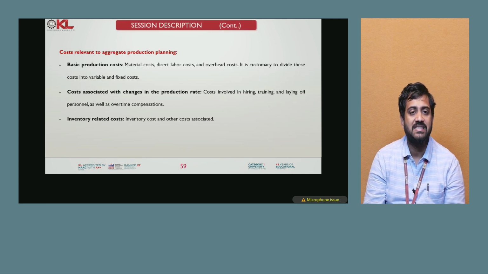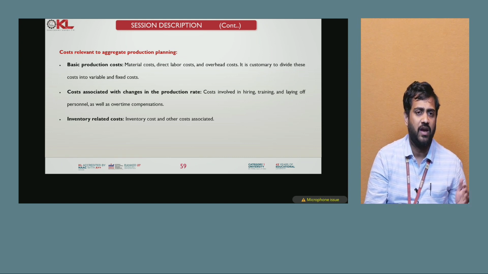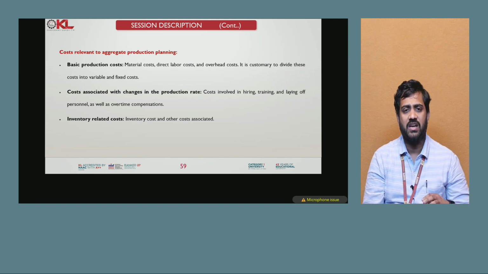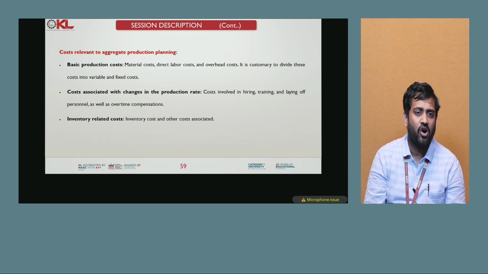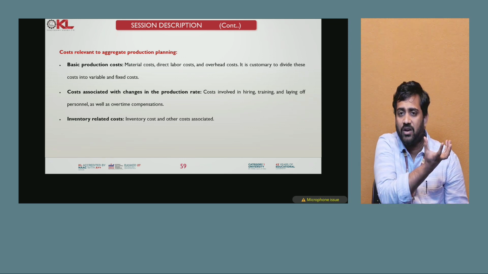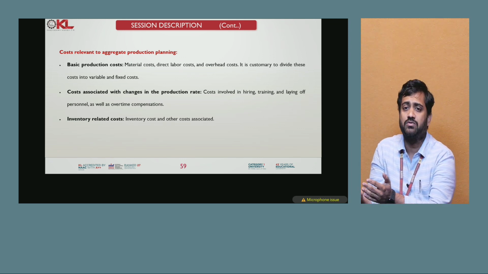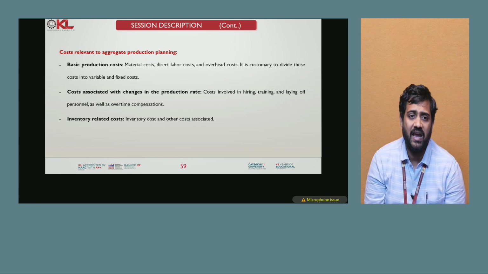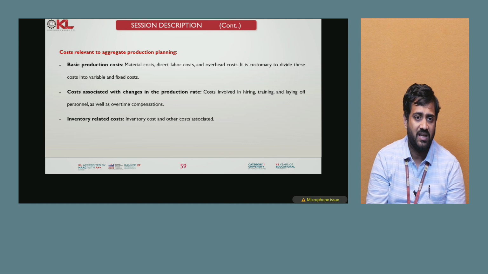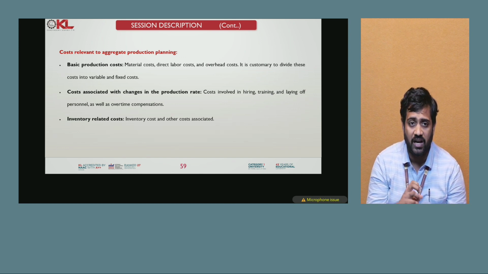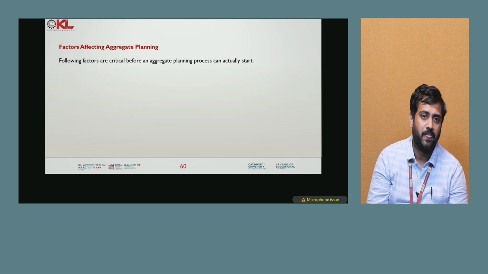Let me discuss some of the costs relevant to aggregate production planning. One is basic production cost, where we consider material cost, raw material cost, direct labor cost, overhead cost, etc. Next are costs associated with changes in the production rate: the costs involved in hiring new employees, providing training to new employees, the costs incurred in laying off personnel, as well as overtime compensation. And inventory related costs also we have to consider. These are all the costs which are relevant to APP.